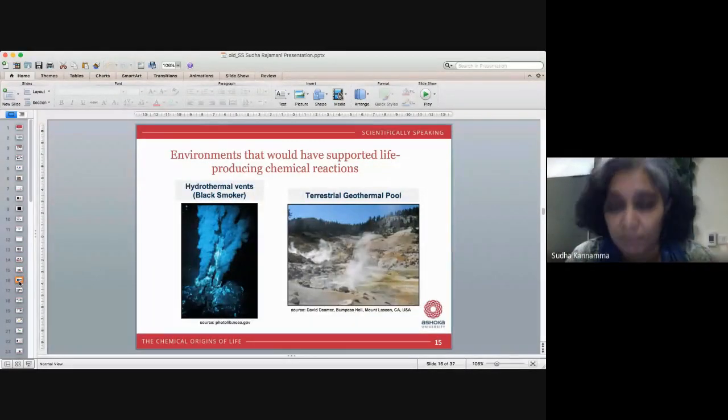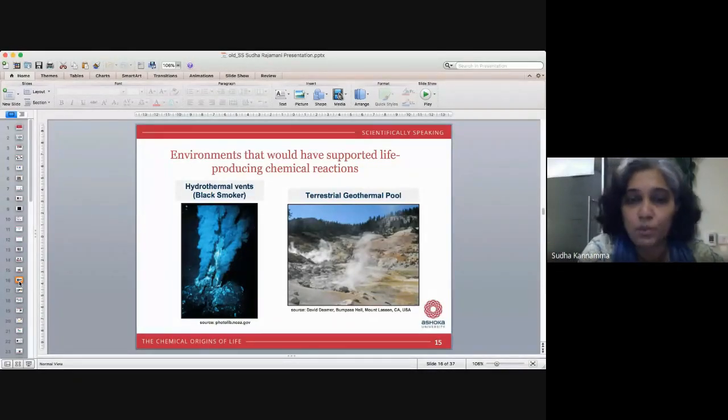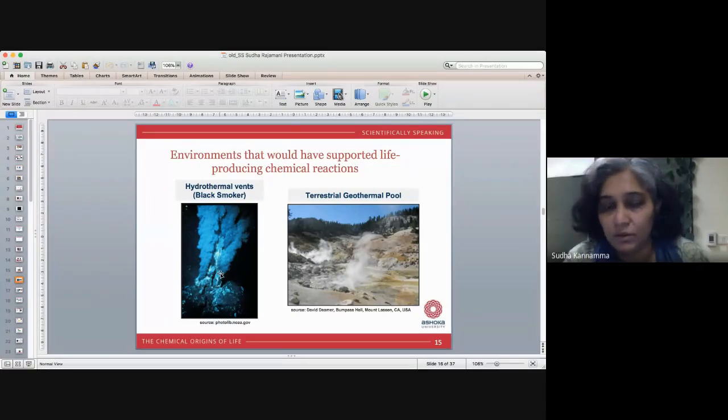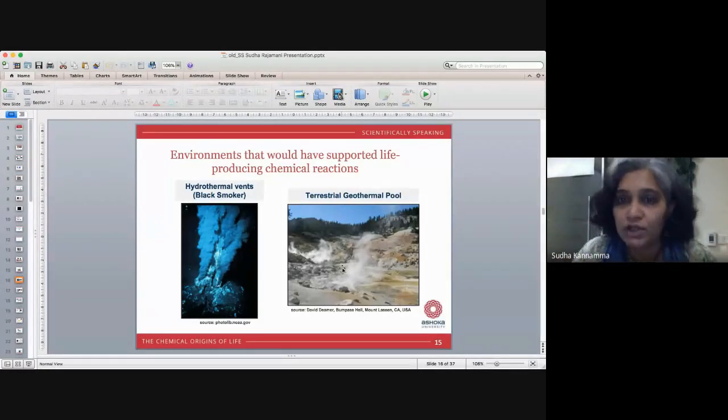These are the environments, right? Depending on whom you talk to in the field, there are two major contenders. One are the hydrothermal vents, which are on the bottom of the oceans. Again, these are also a consequence of geological activity. The smoke that you see coming out is because of volcanoes on the ocean floor. And here are the terrestrial geothermal pools, which are also spewing smoke-like things, right? Even this is a consequence of volcanic geological activity that is happening on Earth.